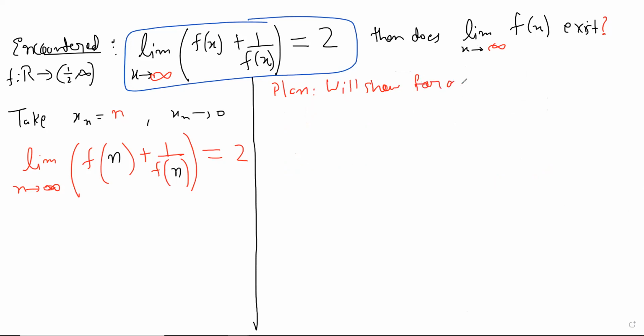We will show that for any sequence xn going to infinity, as n goes to infinity, meaning that no matter how you go towards infinity, f of xn goes towards 1. So this is in the same spirit as we will do this problem using sequences.